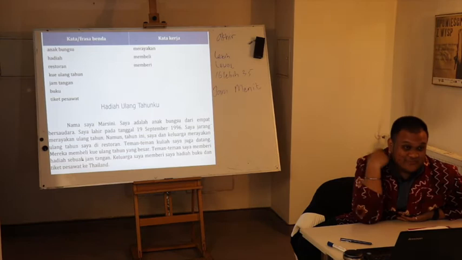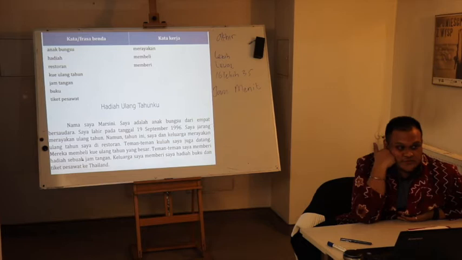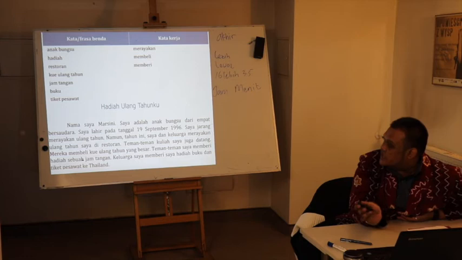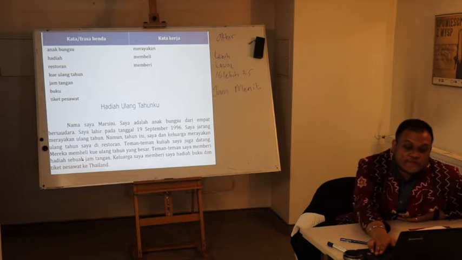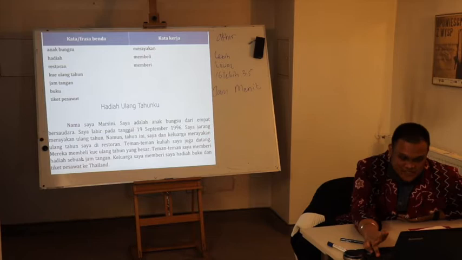Is there any question about this text? Ask me if you don't know, if it is not clear yet. So you already know how many siblings she has, and that she is the last. It means anak bungsu. And then what gifts she got from friends and from family. After the text, there must be questions. I will give you the questions.